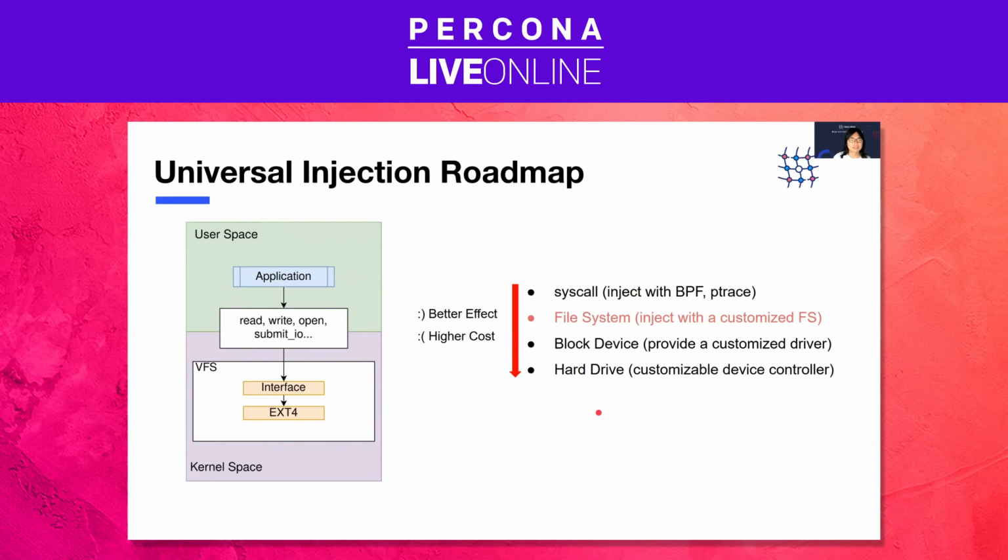Among these layers, there are several options to inject. For example, from the upper level to the bottom level, we can inject errors through system call hooks, or through customized file systems, or provide an injected driver, or even build a chaotic physical device. The error simulation on a lower level usually has better effects and is more realistic, but it's also more expensive. Our choice is to develop a customized file system and use it to inject errors.